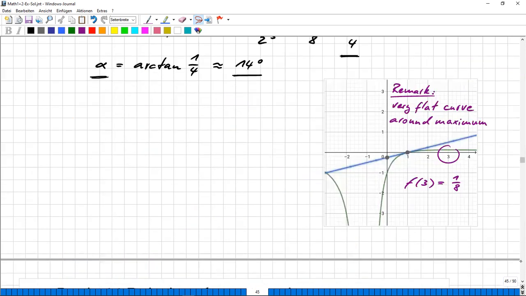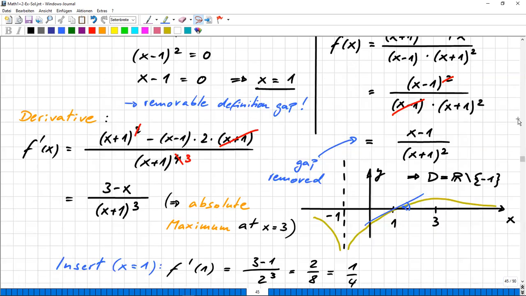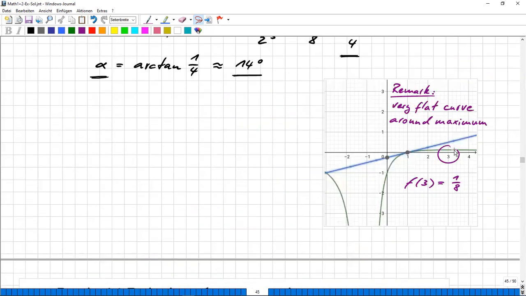neither. Look here, this is the plot generated with GeoGebra. I think it's very impressive that here you see our absolute maximum, which by the way equals 1/8, isn't it? Look here, inserting x equals 3. In this term, we get 3 minus 1 equals 2 here, and then 3 plus 1 equals 4. 4 squared equals 16. So we get 2/16 shortened. This is equal to 1/8. And this is rather little, but whatever, it's the maximum value of this function.